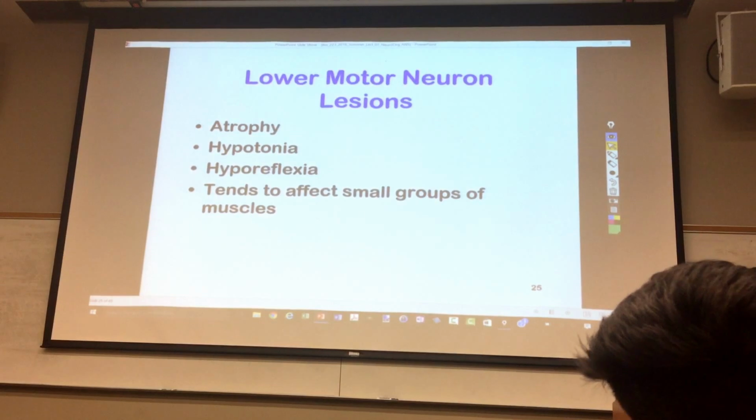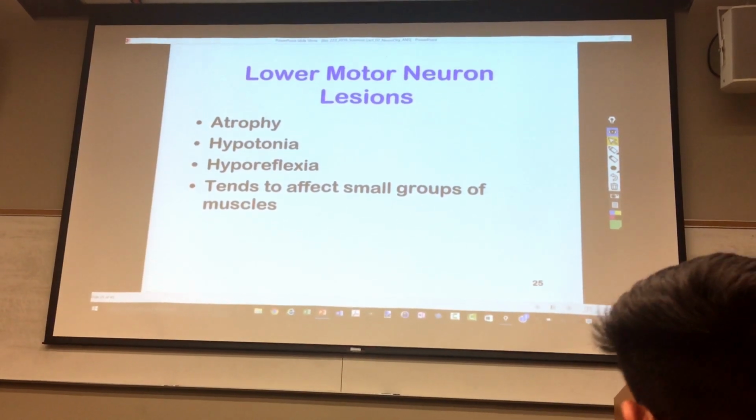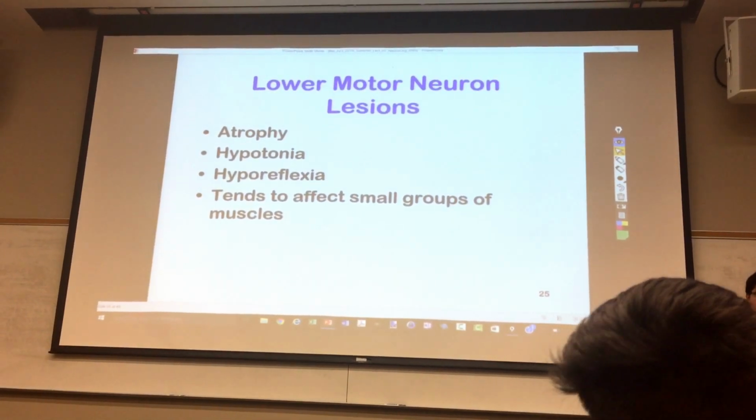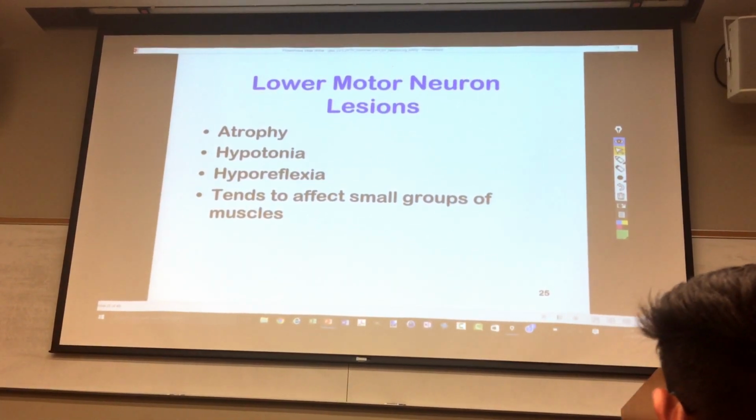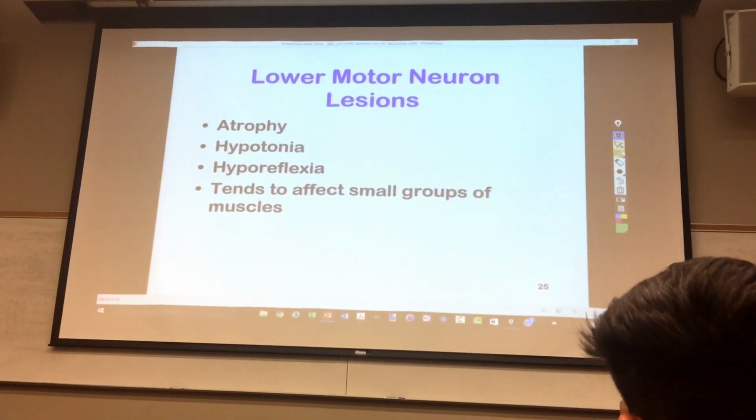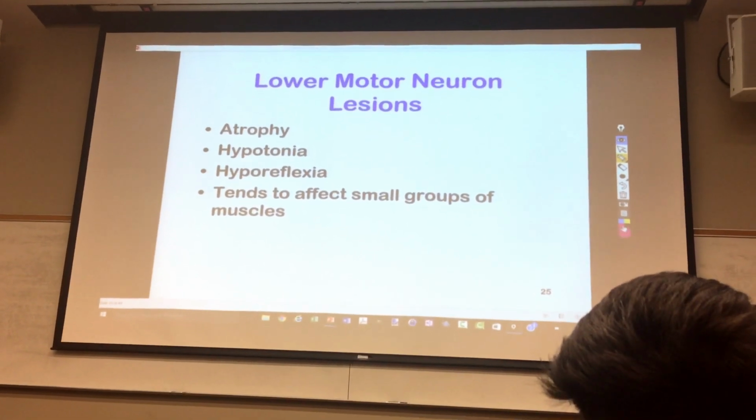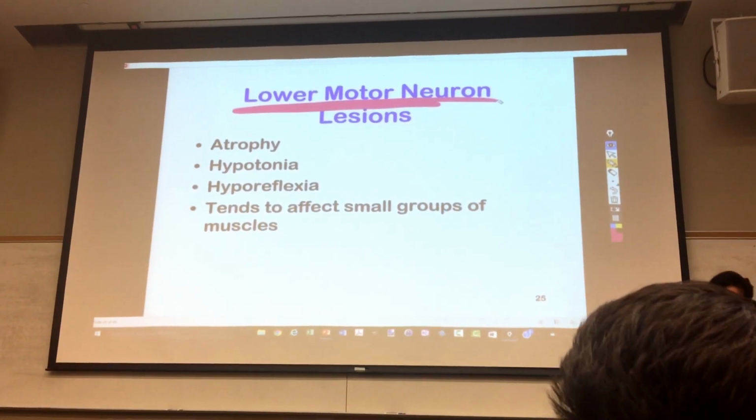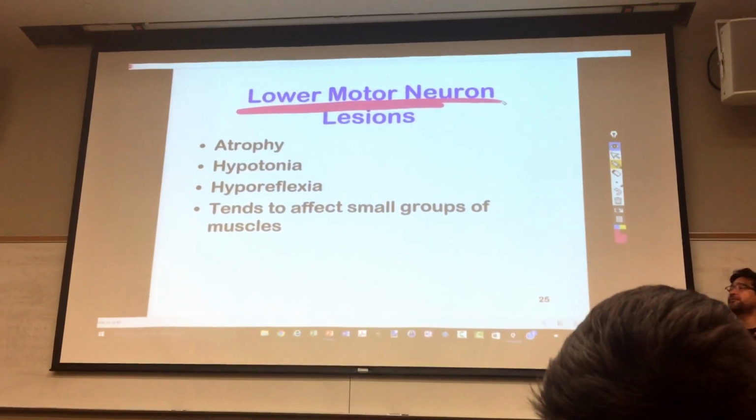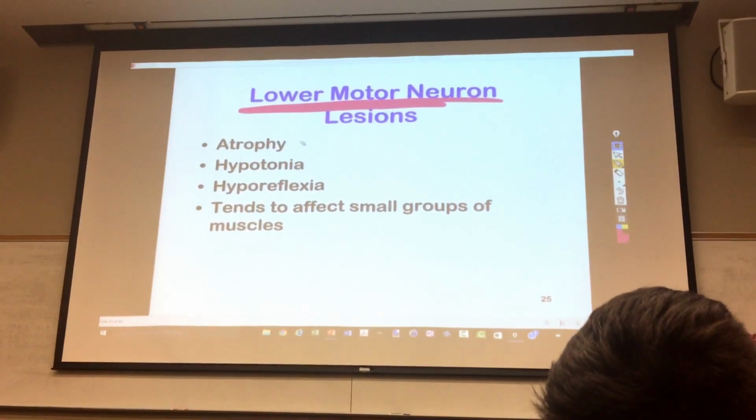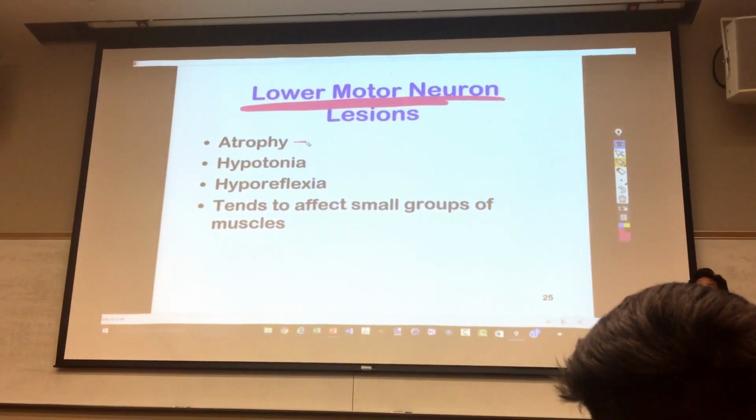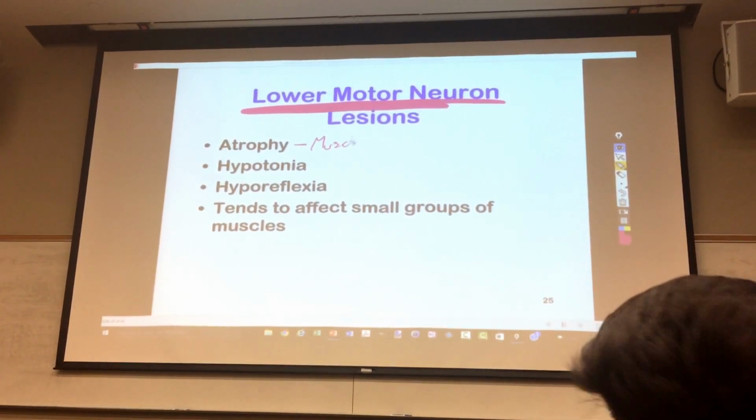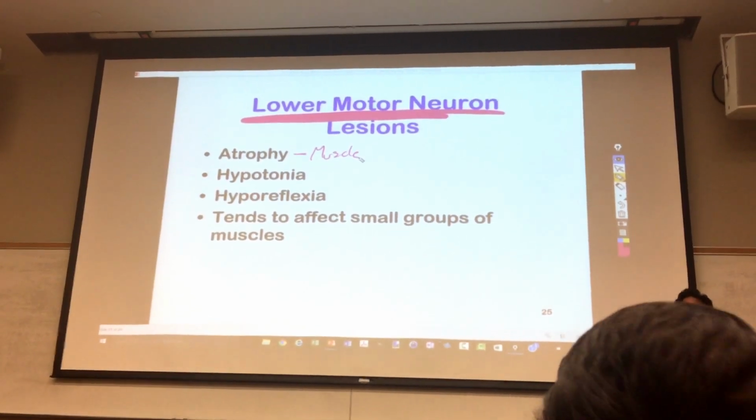So now, here's where we're going to put that stuff together, and you're going to be able to understand how to use that kind of information. We have two different kinds of lesions that you should understand. One of the kinds of lesions is a lower motor neuron lesion. With a lower motor neuron lesion, you're going to have some very particular symptoms. One of them is atrophy of the muscle. So this is muscle wasting. The muscle actually wastes away and gets smaller.